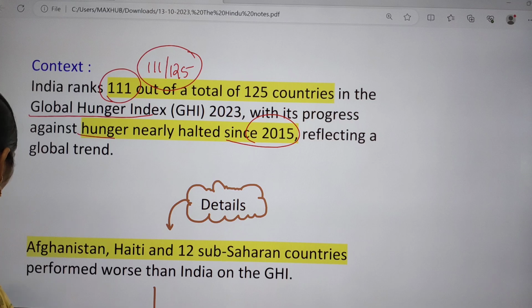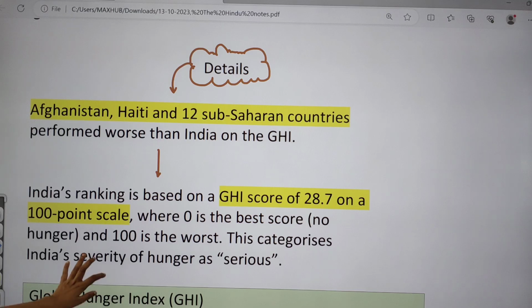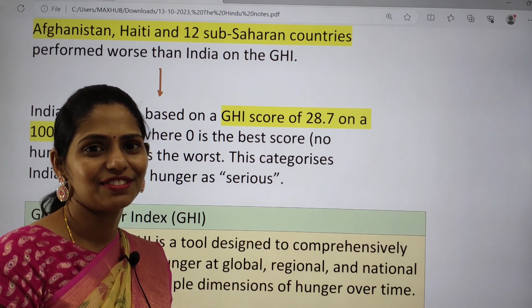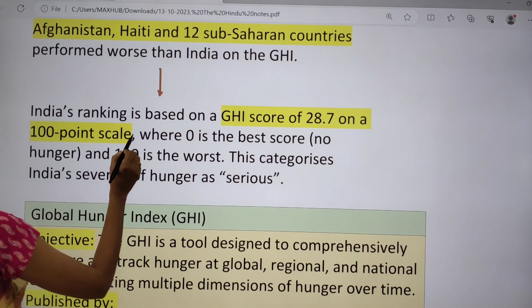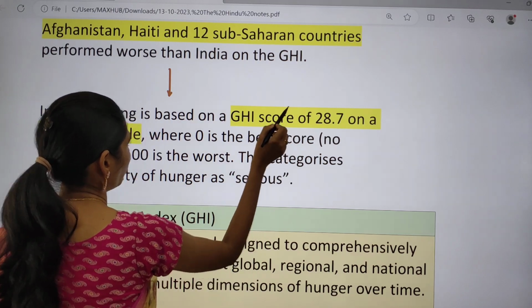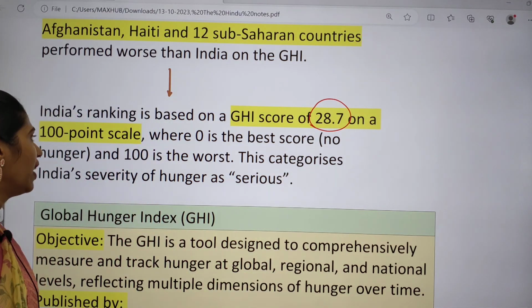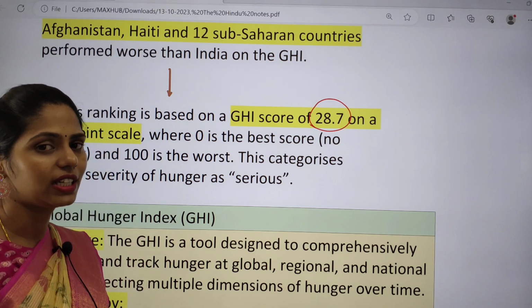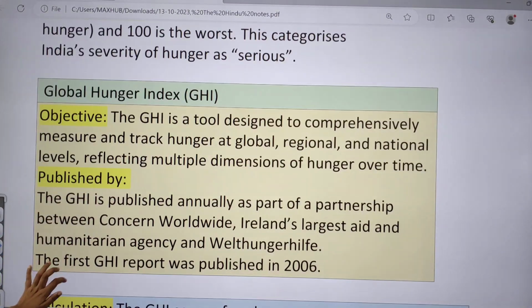Some more important things: Afghanistan, Haiti and 12 sub-Saharan African countries perform worse than India. But some nearby countries with which we share boundaries, that is neighboring countries, are doing well compared to India. So it is one cause of concern for India. India's ranking is based on the score of the global hunger index. The score here is 28.7 out of 100 points. If the value is 0, it is a good performer, and the higher the value, the worse the performer. And the category where India is present is serious.